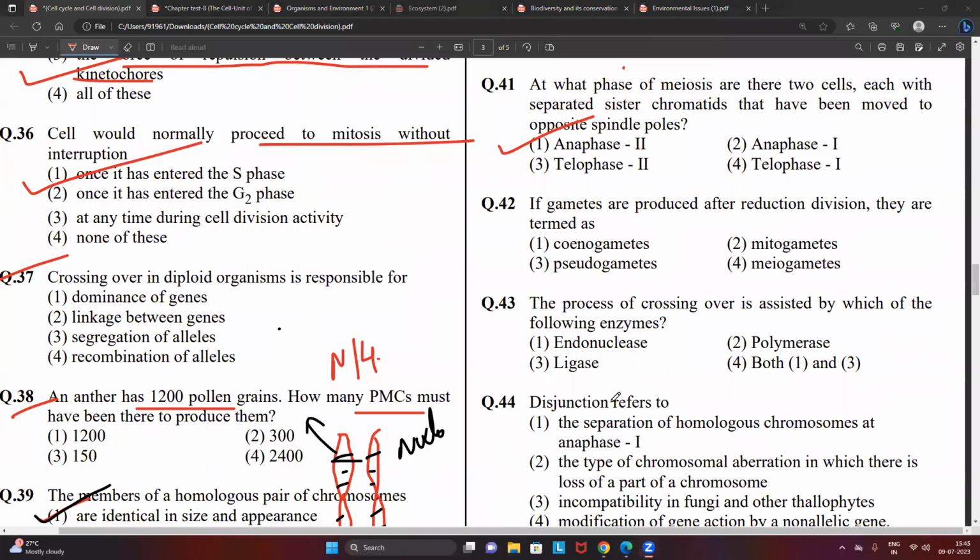Question 42. We commonly know, right? Reduction division is known as what? Meiosis. And gametes formed in meiosis we can call meiogametes. So the answer is 4.